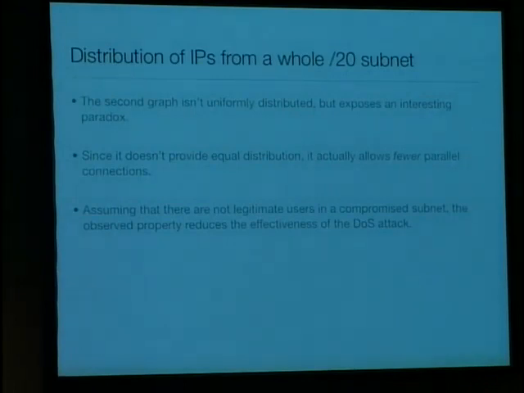And so the conclusion is that when you assume that there are no legitimate users in a compromised subnet, this observed property actually reduces the effectiveness of the denial of service attack.